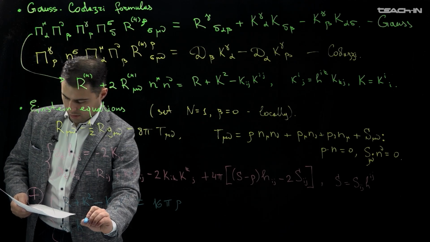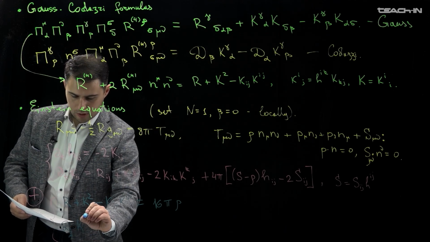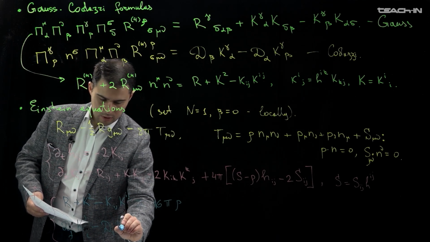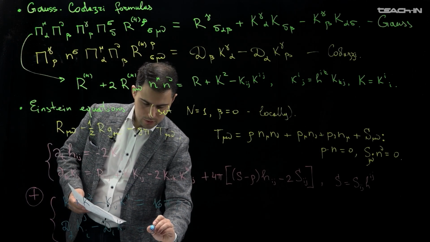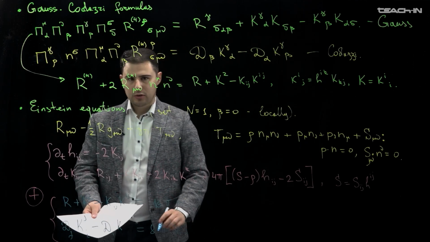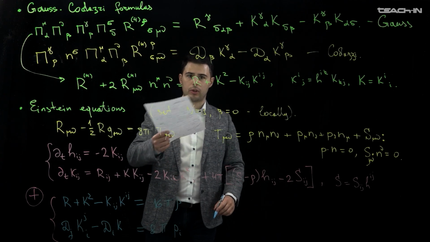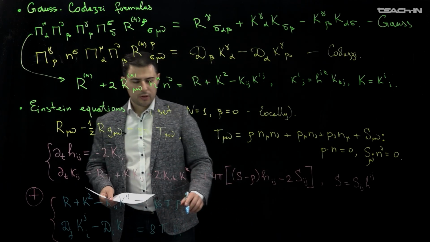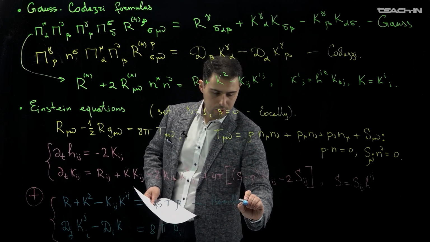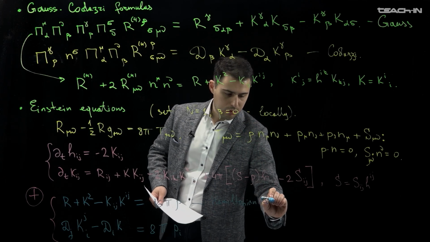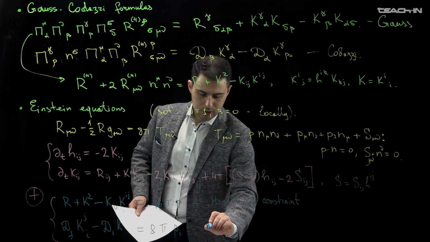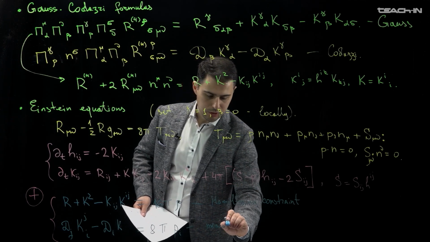And it's given by the following: the difference of the derivatives of K, ji minus dik, equals 8 pi times the pressure. Here we recognize the right-hand side of the Codazzi formula. This is called the Hamiltonian constraint, and these are the momentum constraints.